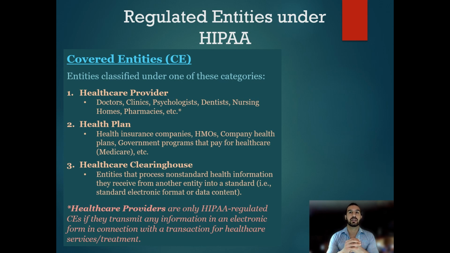And then the third, which is not as common, you don't see as much, is healthcare clearinghouses. These are entities that process non-standard health information that they receive from another entity, and they put it into a certain standard, for example a standard electronic format or data content. So what they would be doing is taking raw data and standardizing it, like raw health data, and putting it in a standardized form, essentially.